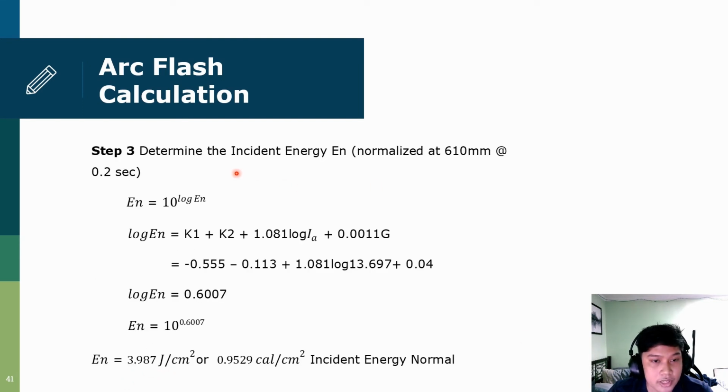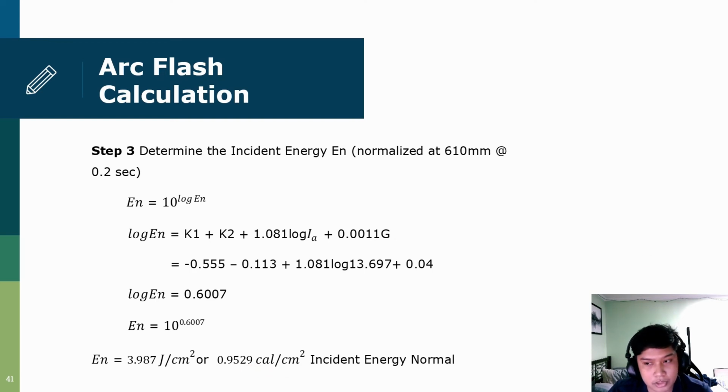Our third step is to determine the incident energy En. So this is the formula. The formula for the En is this one. Substituting the variables again, we get this one. The result is 0.6007. Substituting this value to this one, 10 raised to 0.6007 is 3.987 joule per square centimeter or 0.9529 calorie per square centimeter.